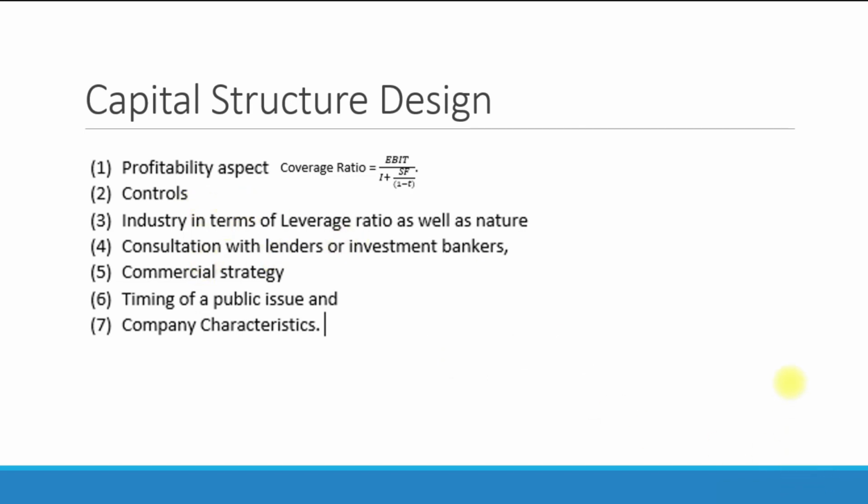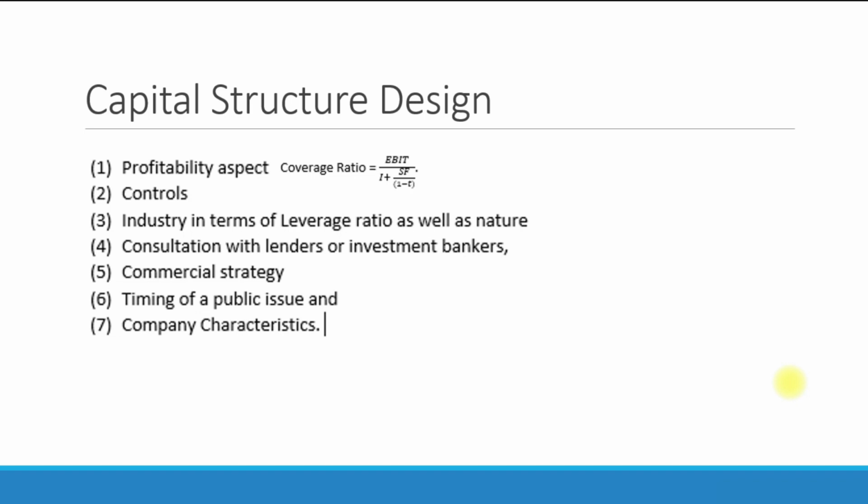Next is industry, in terms of leverage ratio as well as nature. Depending upon the nature of industries, the capital structure decisions differ. For example, in the case of the refrigeration industry, since the sales are subject to wide fluctuation due to annual and seasonal climatic variations, the firms have a low degree of financial leverage. For such firms, the operating leverage may be higher.